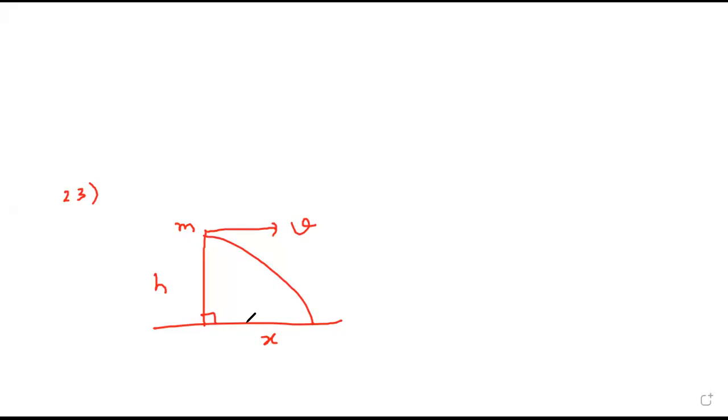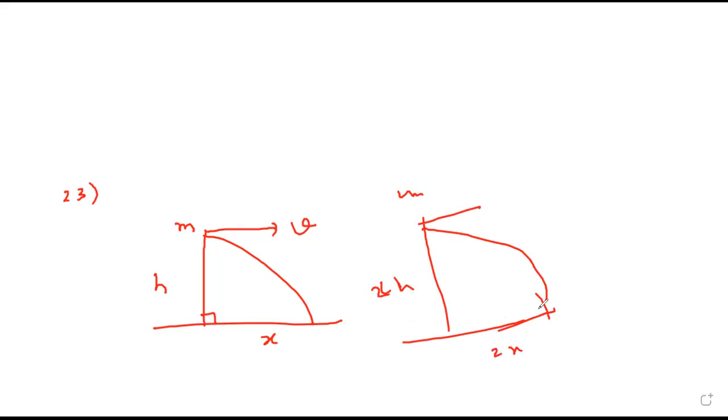A body of mass m is projected with velocity v from the top of a tower of height h and it reaches the ground at distance x from the foot of the tower. If a second body of mass 2m is projected horizontally from the top of a tower of height 2h, it reaches the ground at distance 2x from the foot. The horizontal velocity of the second body is to be found. What is the velocity of this body?